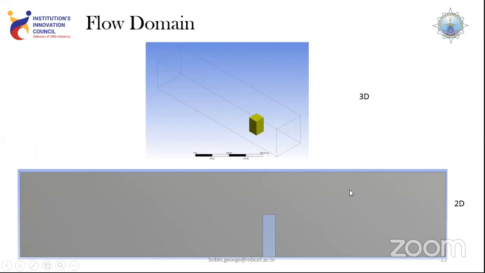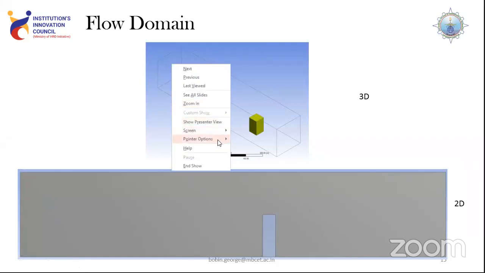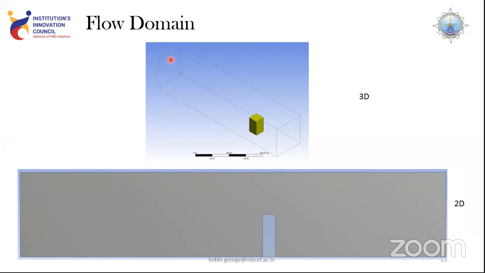So this is basically a flow domain. Suppose I want to assume this to be a rectangular room, and I have placed an object over here, and air is coming inside from this area, and I need to identify how the air will create an effect on the object I have placed inside the room. I can create a domain like this.